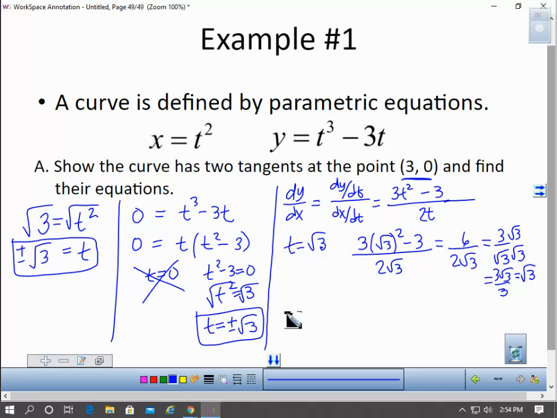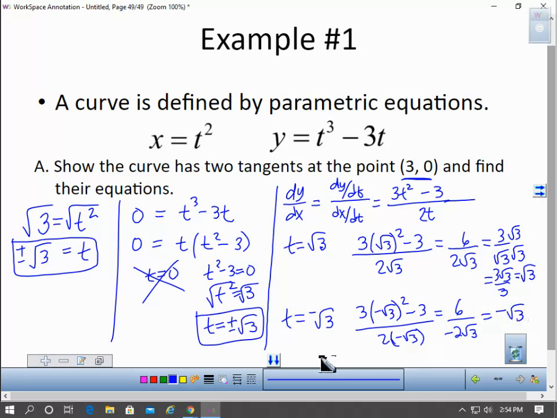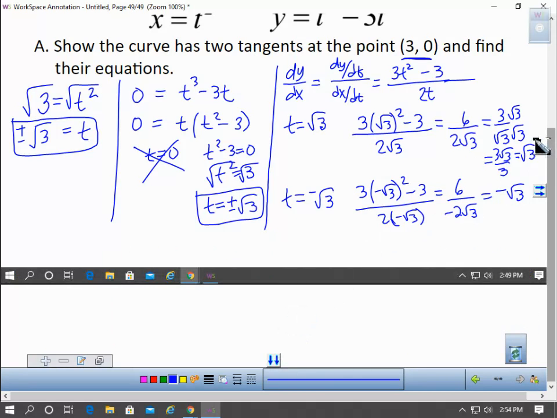Now, the other slope is when t is the negative radical 3. So now I need to plug negative radical 3 in here. So that'd be 3 times negative radical 3 squared minus 3 over 2 times negative radical 3. So again, that's going to give me 6 over negative 2 radical 3, which is going to be the same answer, just negative. So that's going to be a negative radical 3. So this is slope number 1. This is slope number 2.